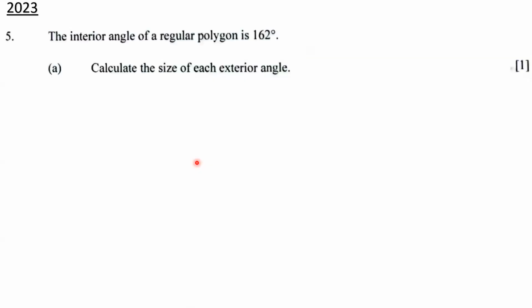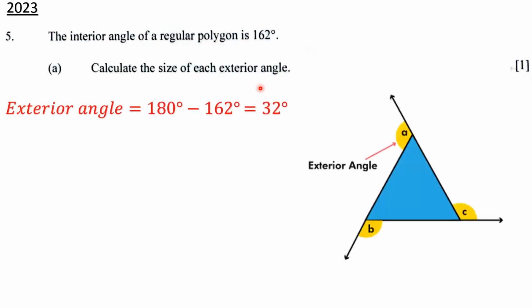Let's begin. The first question says that the interior angle of a regular polygon is 162 degrees. Calculate the size of each exterior angle. First, let's consider what we mean by interior angle and exterior angle.